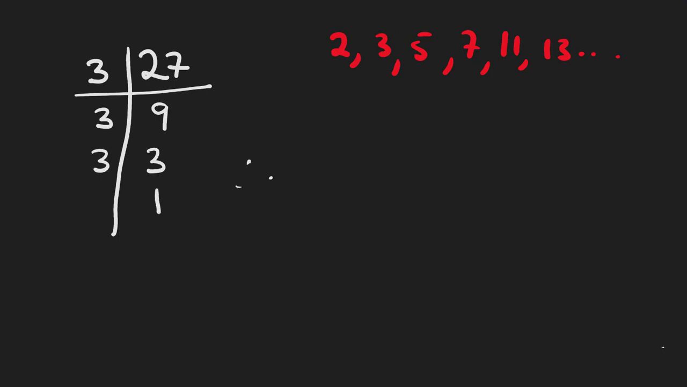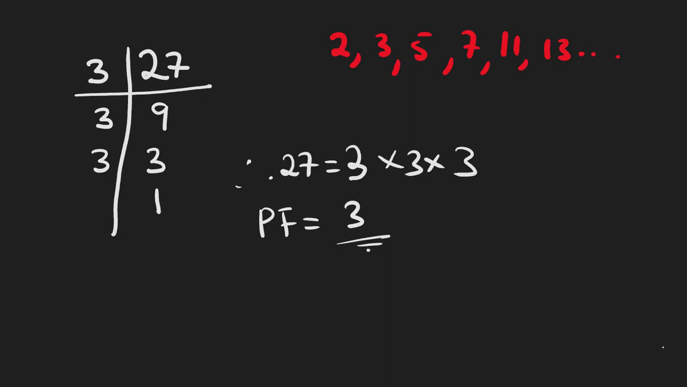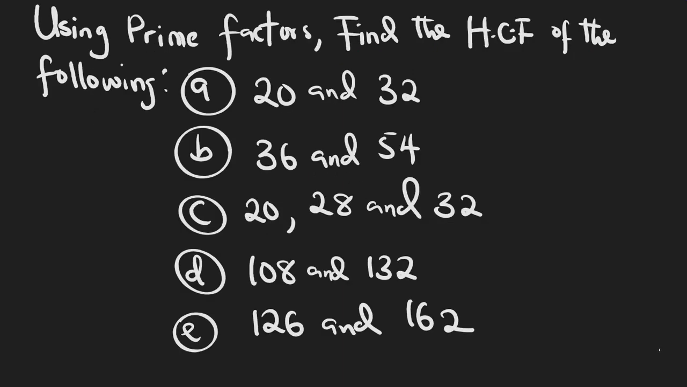So therefore 27 is 3 times 3 times 3. So the prime factor of 27 is 3. Is that not so? So that's how to find the prime factors of a given number. So let's use these prime factors now to find the highest or the greatest common factors of pairs of numbers. So let's give it a try.